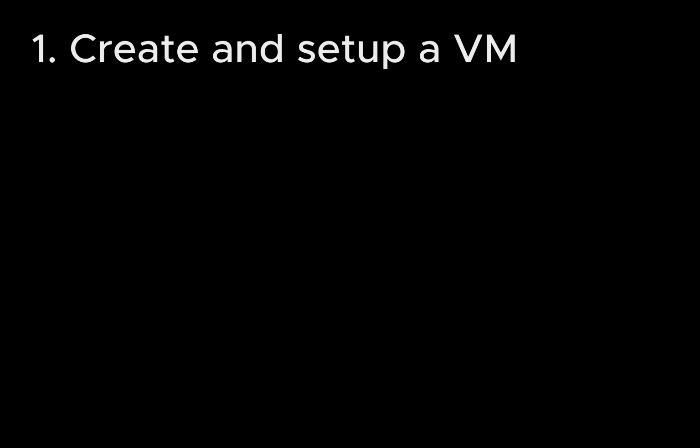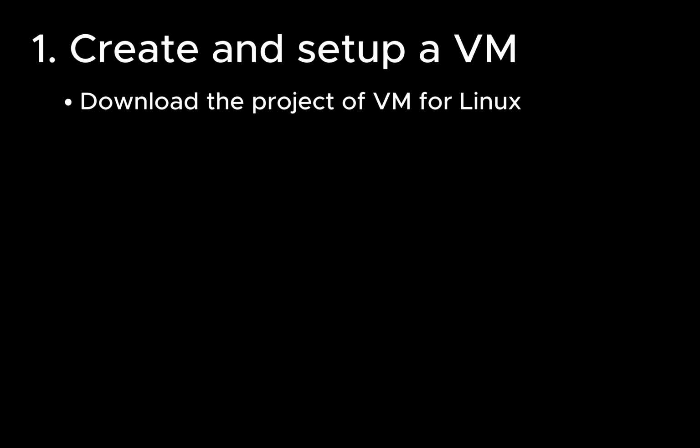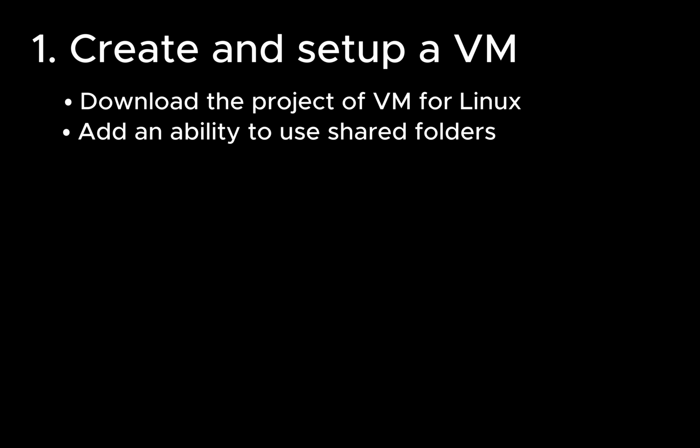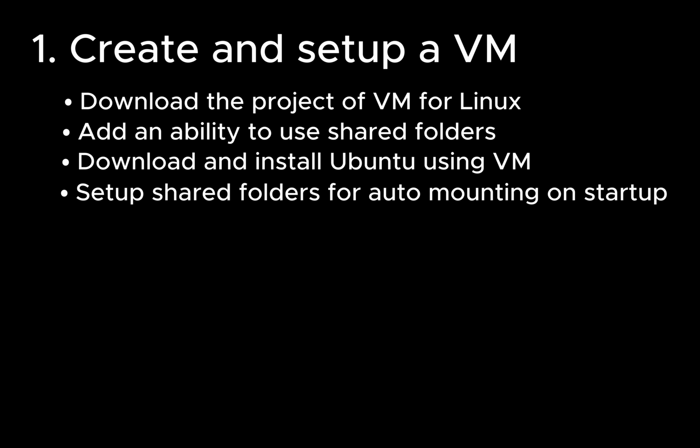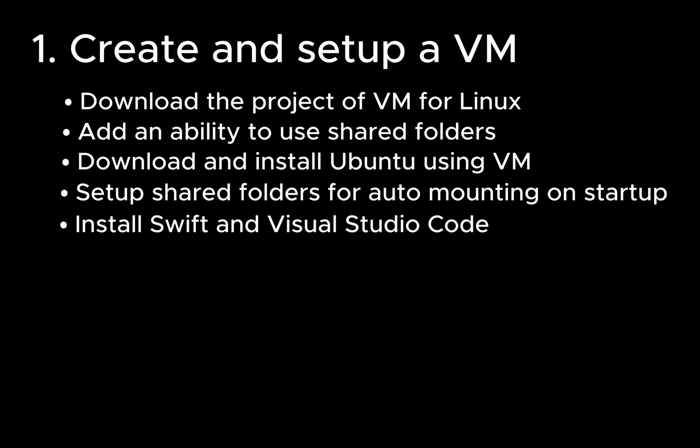To reach this goal, I will perform the next steps. At the beginning, I will create and set up a virtual machine. For this, I will download the project of the virtual machine for the Linux platform from the Apple developer site. Then, I will add an ability to use shared folders to it. Next, I will download and install Ubuntu on my virtual machine. After this, I will set up shared folders for auto-mounting on Ubuntu on startup. Installing Swift and Visual Studio Code will be the final step here. When all of the above is ready, I can start writing the code.